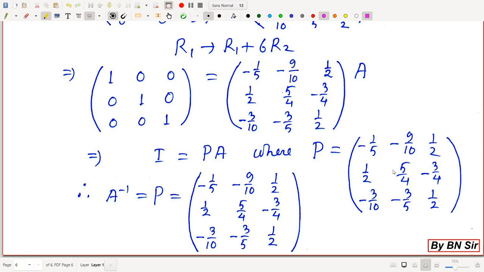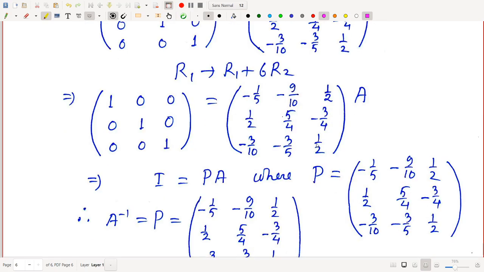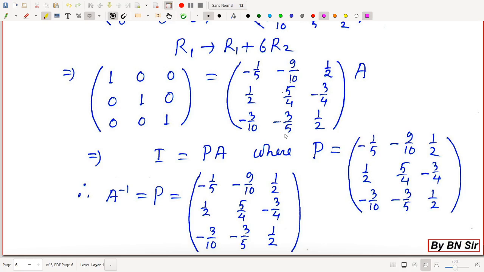So some fractional operations are essential here, so it takes time. Our usual process 1 by determinant of A into adjoint A is rather easier for this type of examples. Still Gauss-Jordan method for a big matrix, large size matrix, this will be easier comparatively. That's why it is done.